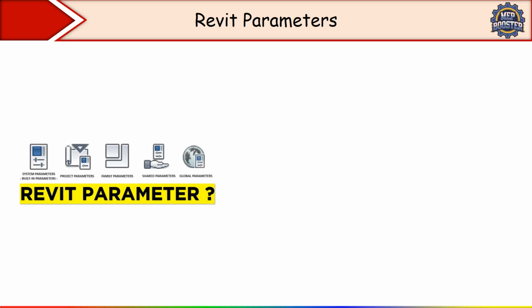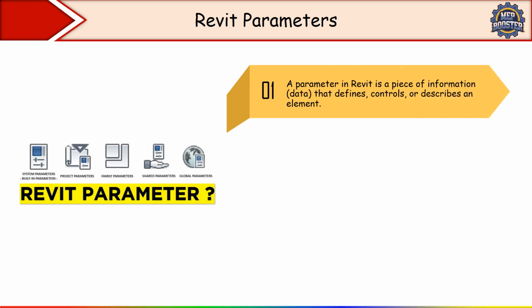So in this lecture, we are going to discuss Revit parameters. Now here I will show you what a Revit parameter is. Here one point is given: a parameter in Revit is a piece of information or data that defines, controls or describes an element. Now what does this really mean? A parameter is equal to information attached to a Revit element. So it tells Revit what the element is, how it behaves and how it is documented.